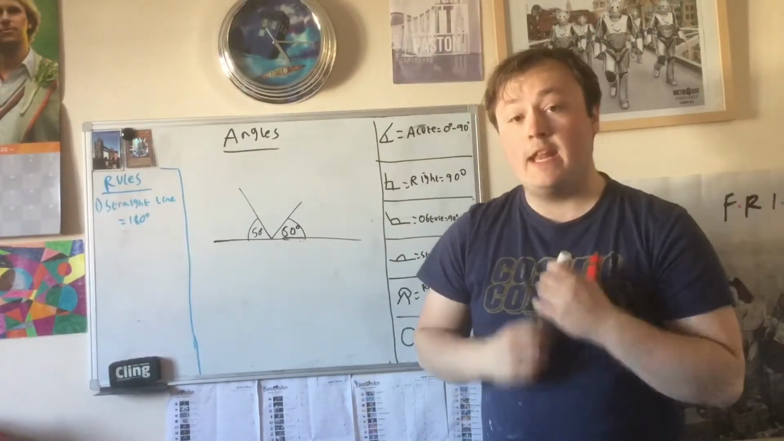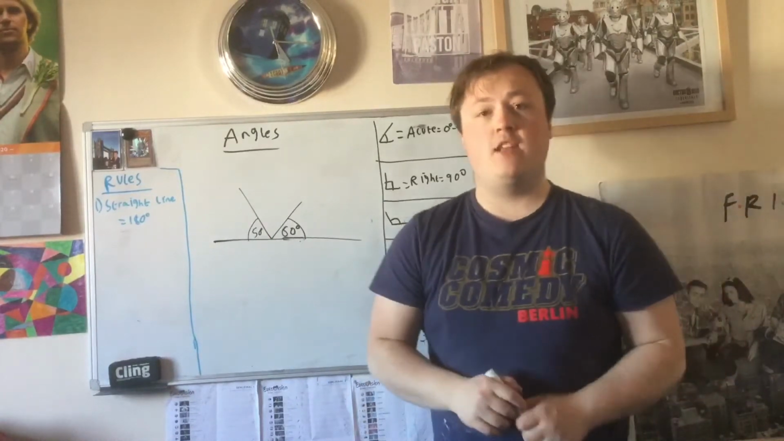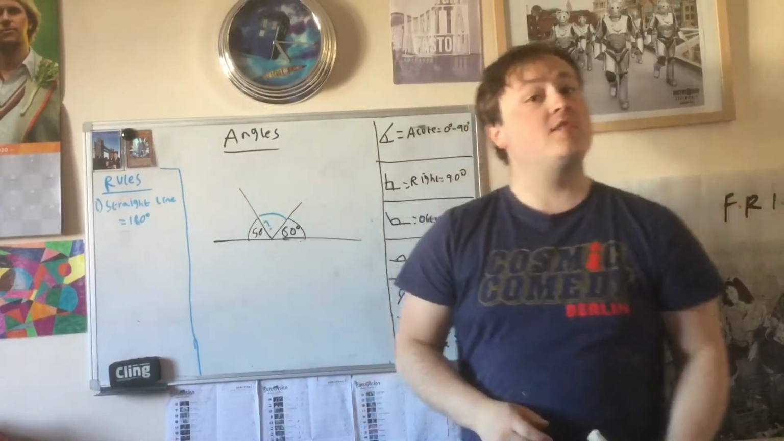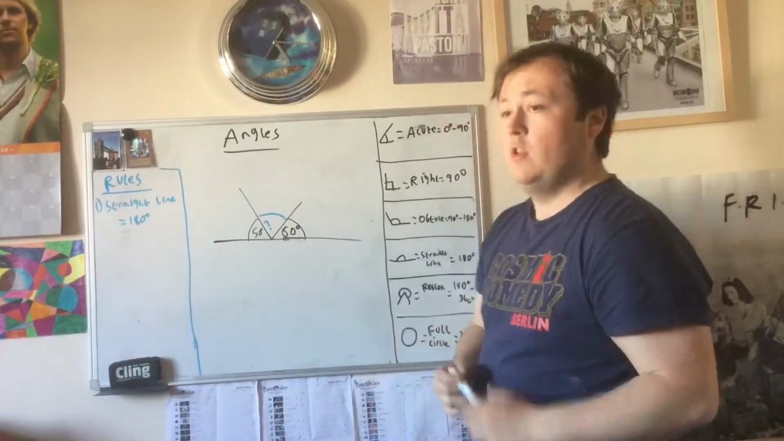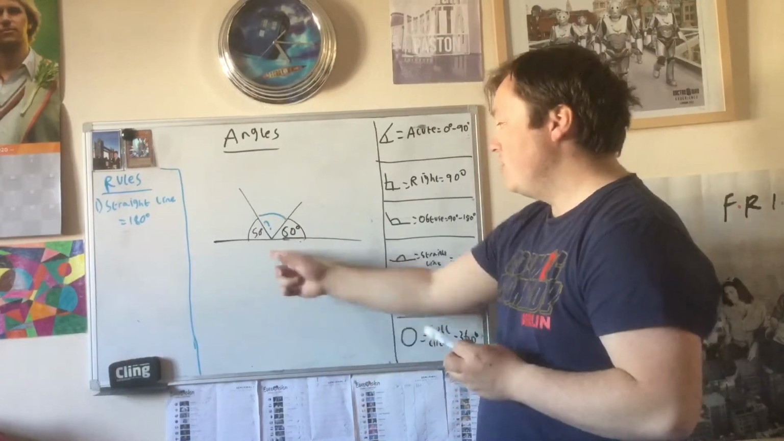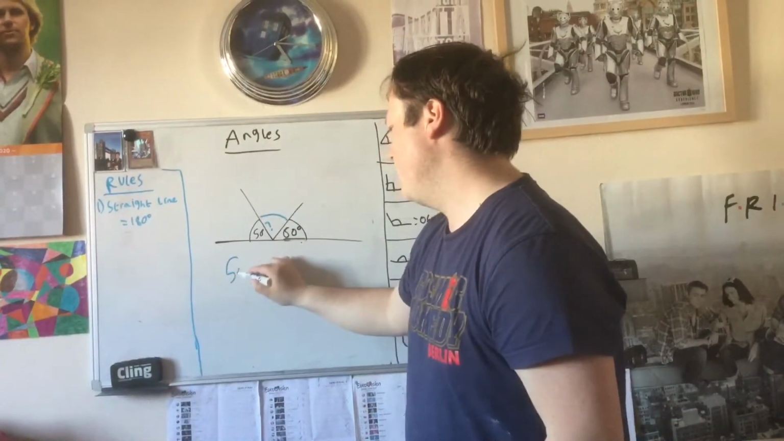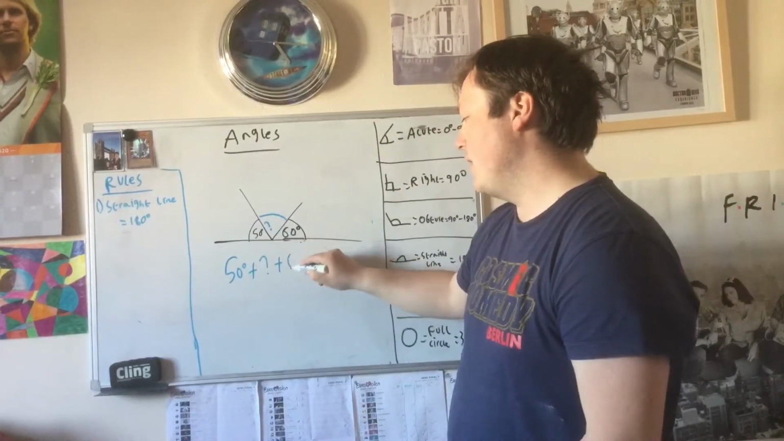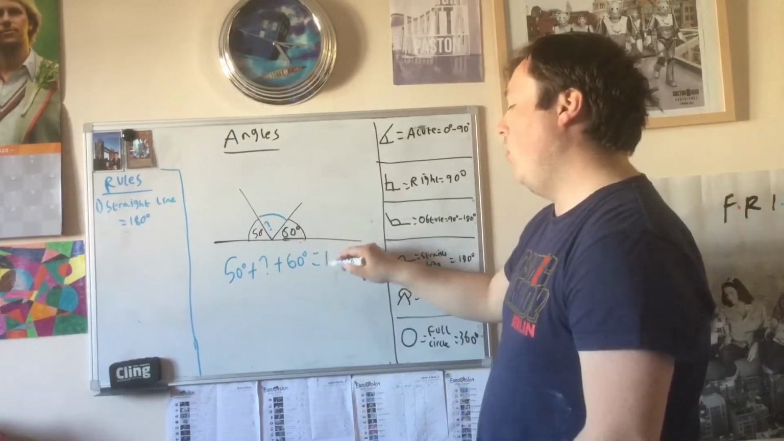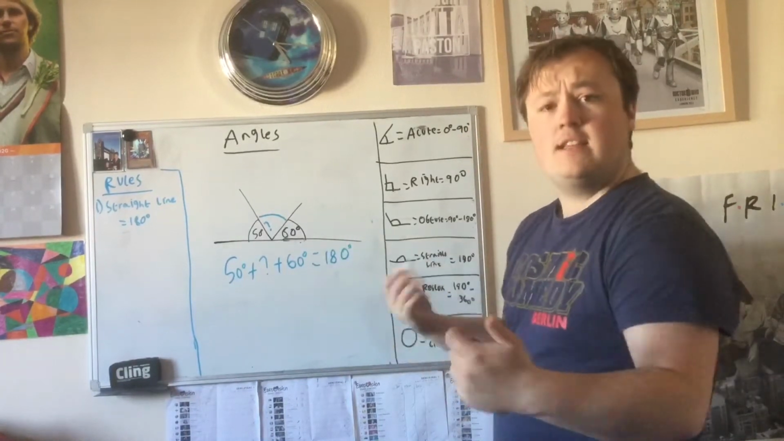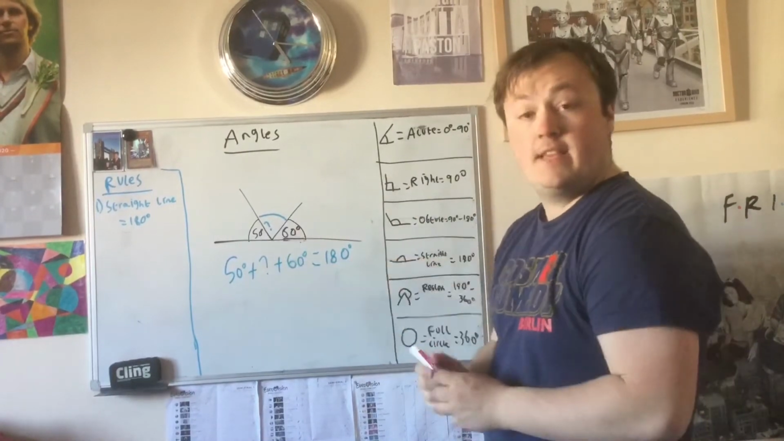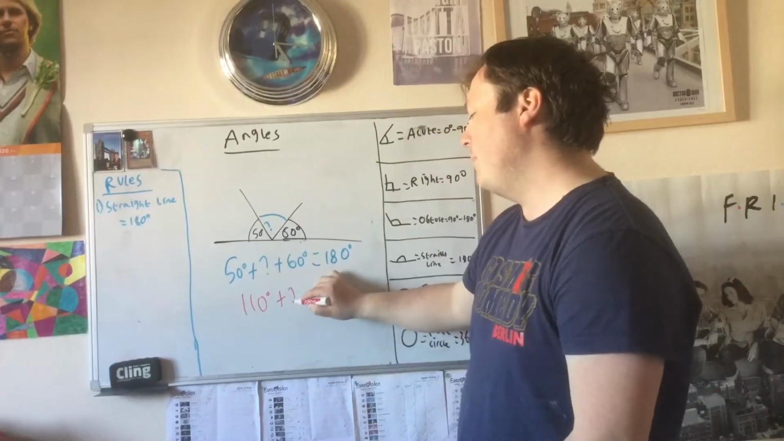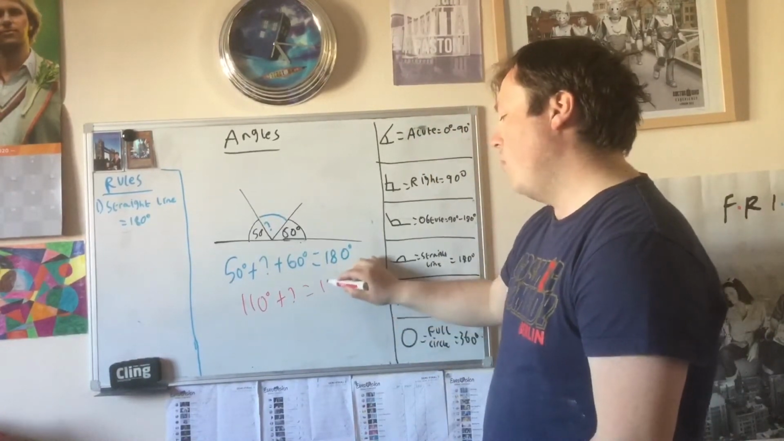Now this angle rule can help us solve a problem like this. We have a straight line and we want to find this missing angle. What could we use to help us? Well, our angle rule: angles in a straight line add up to 180. So we have 50 degrees, we have a missing angle, and we have 60 degrees. That will all add up to 180. So let's tidy this up a little bit. 50 plus 60 will get us 110 degrees. So 110 plus our missing angle will get 180.